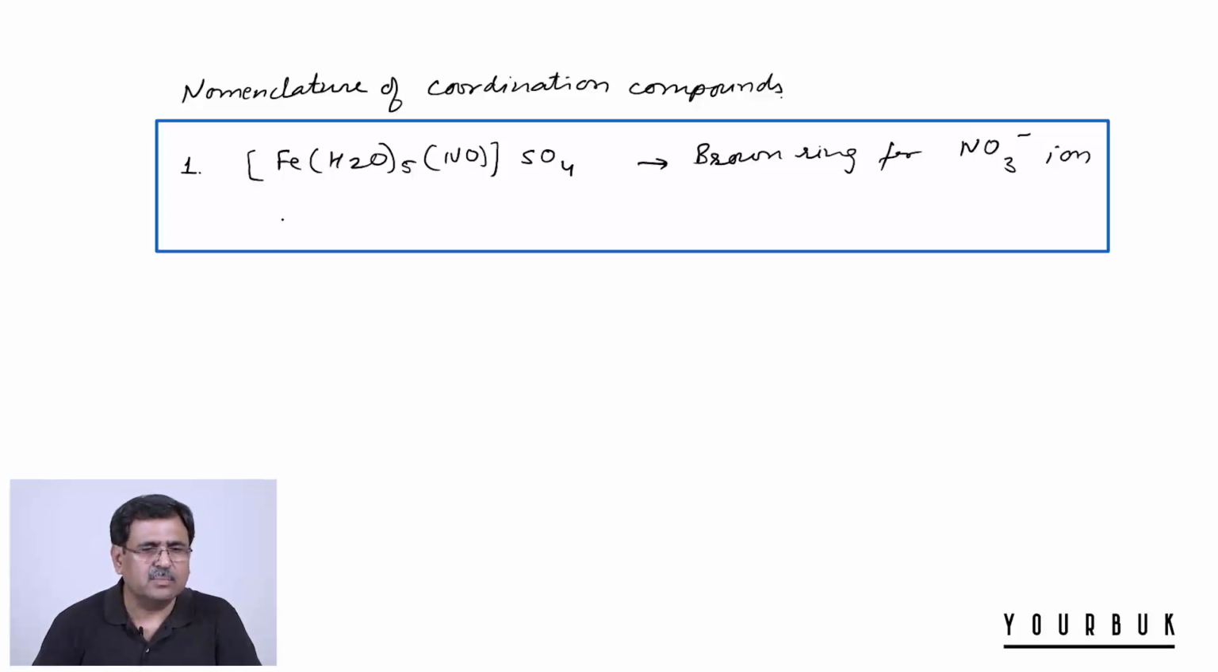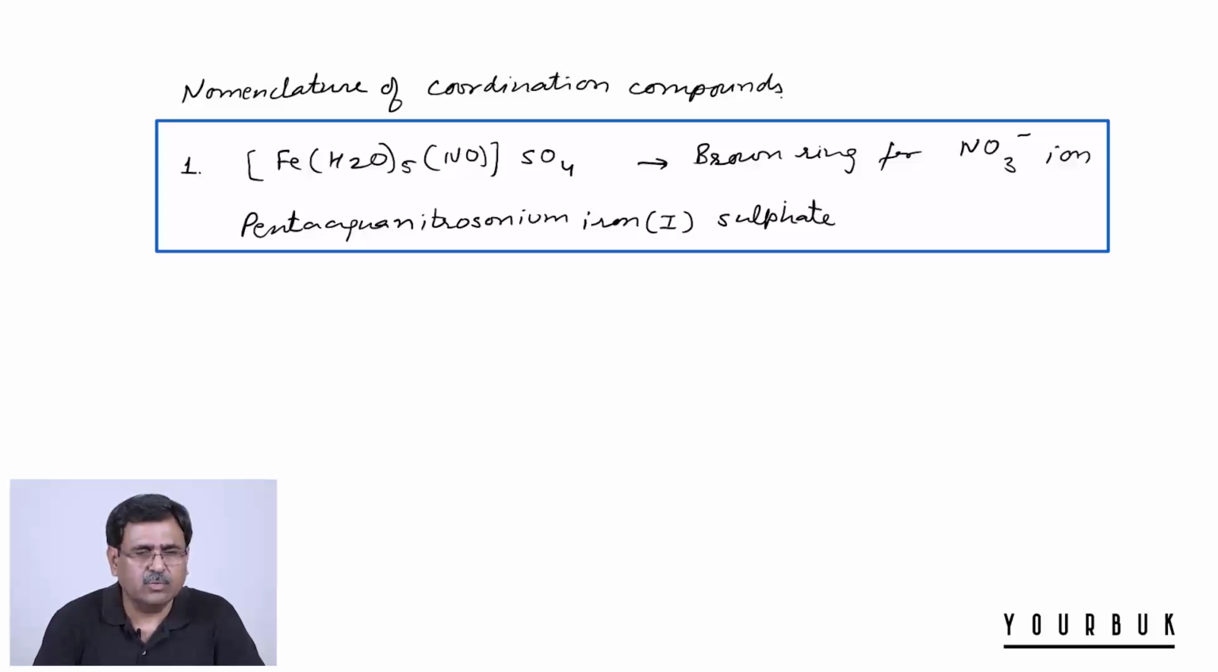Now, its IUPAC name is pentaaquanitrosonium iron(I) sulfate. The oxidation state of iron in this complex is +1, so iron(I), then we write the name of the anion, sulfate. Now, it is very rare to find iron in the +1 oxidation state, and as a result this complex is very unstable and the brown ring decomposes as soon as we shake the test tube.